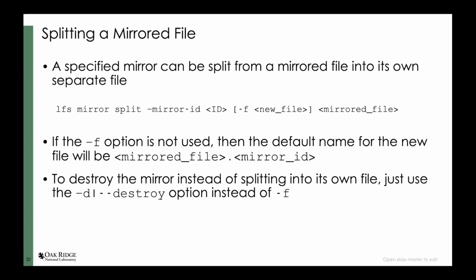If you're just trying to get rid of a mirrored component without saving it into a new file and you just want to destroy it, blow it away, instead of -f, you can use -d or --destroy, and it will just completely destroy the mirror.